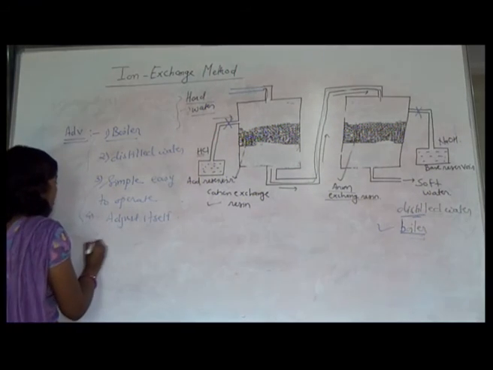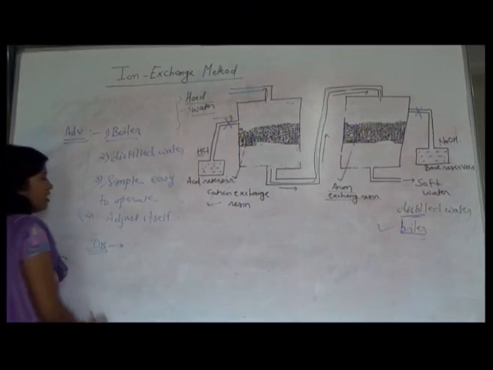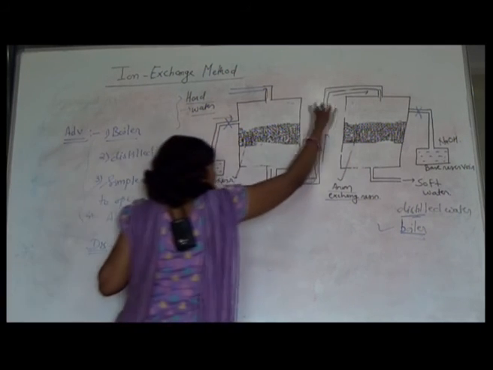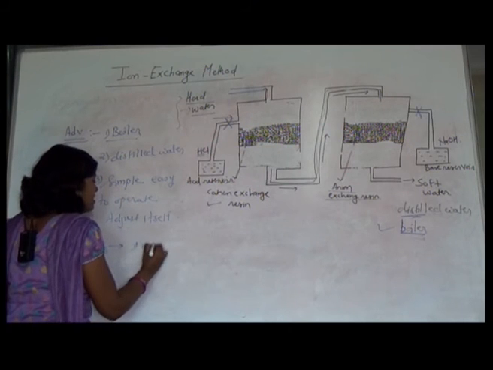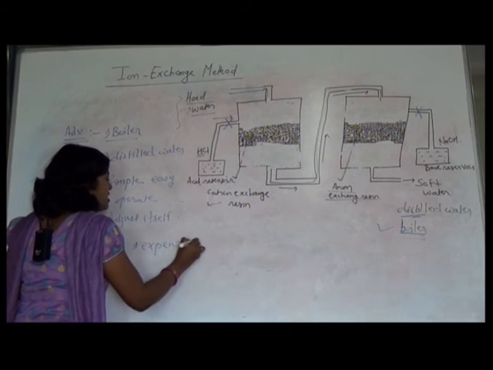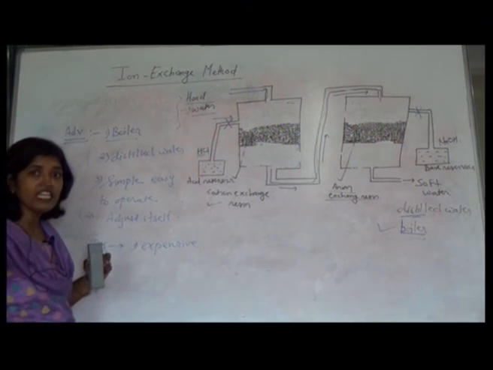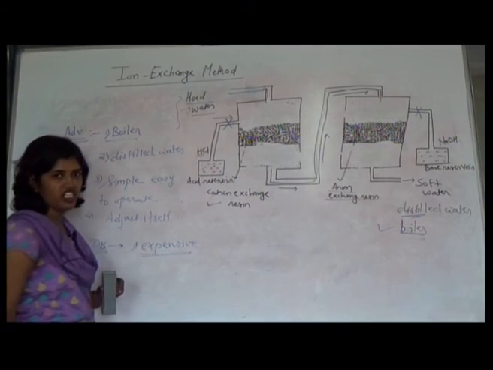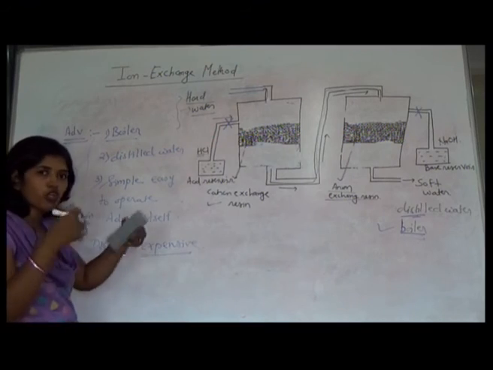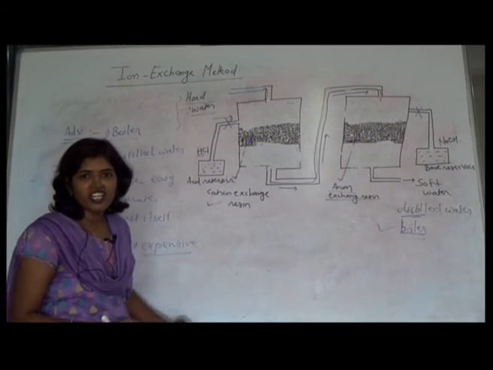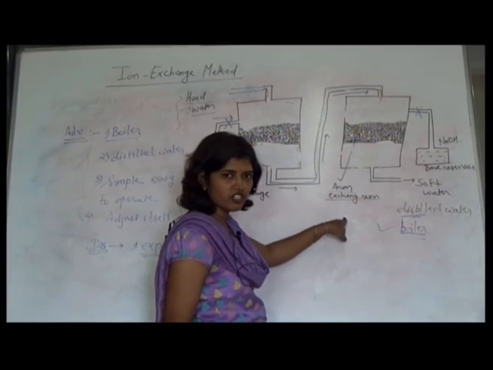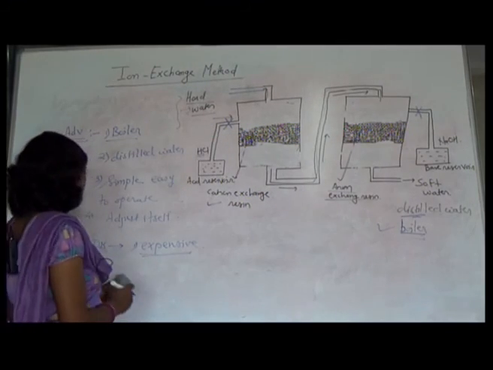Now what about the disadvantages of this method? First disadvantage is, the resins are costly, expensive. The resins are highly expensive. Therefore, their wastage is highly dangerous. Hence, we have to carry out that regeneration of the cation exchange resin and anion exchange resin. So, this is the first disadvantage.